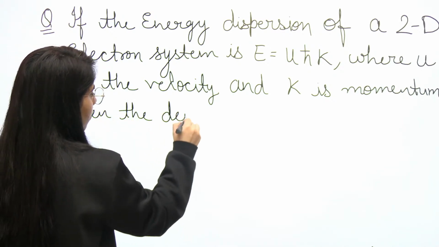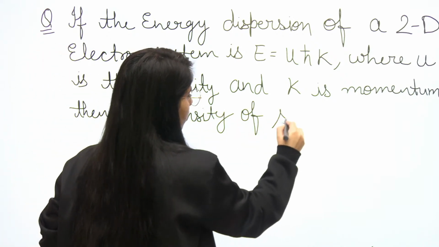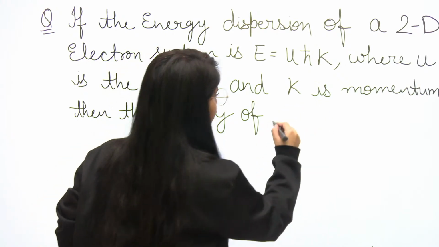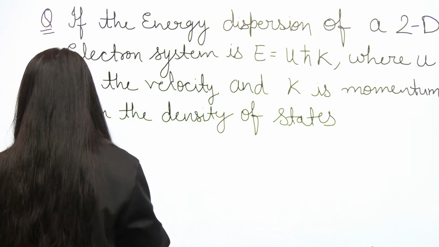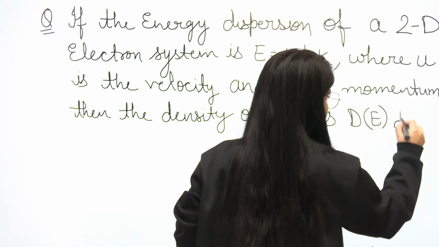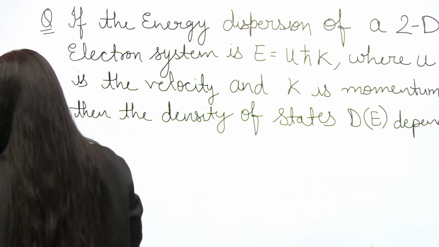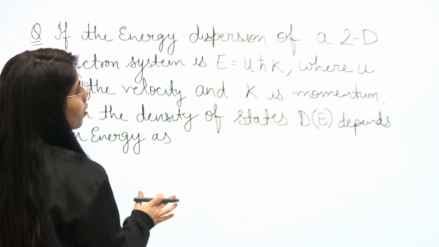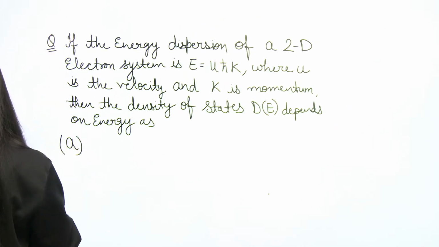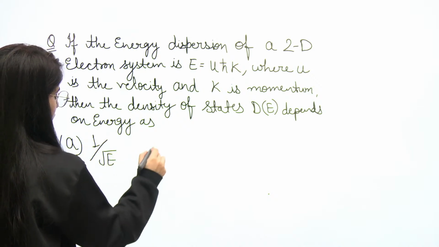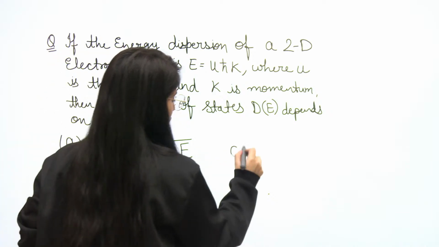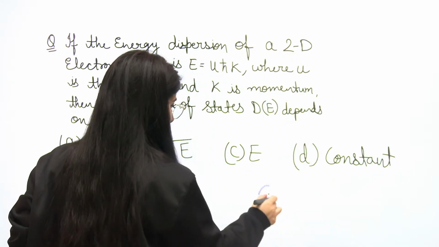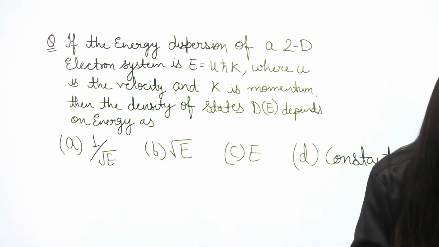Then the density of states dE depends on energy as, and the options are: option A, 1 upon root E; option B is root E; option C is E; and D is constant. Related with the first question, and I hope you are going to get the answer soon. Please let me know once you get it done.